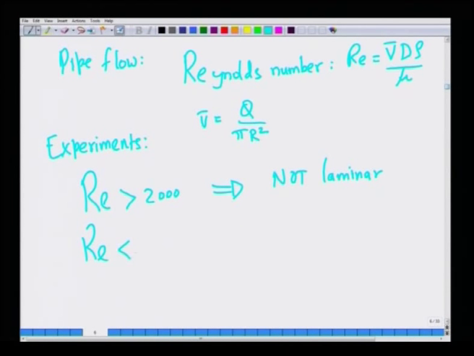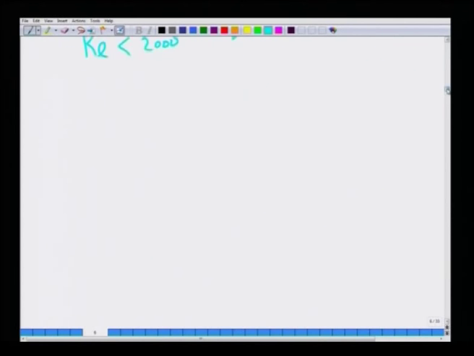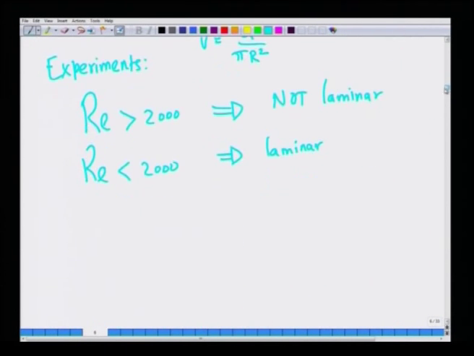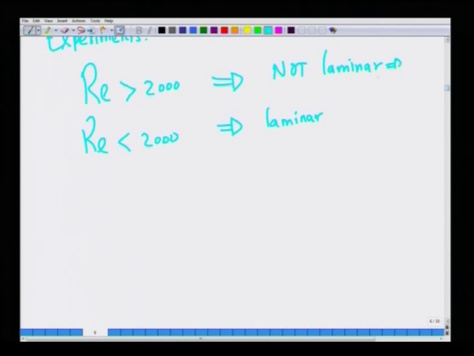While if the Reynolds number is less than 2000, the flow is certainly laminar and the above expression is valid. That is, this expression is valid for Reynolds number less than 2000, while it is not valid for Reynolds number greater than 2000. That is a serious limitation that we have to keep in mind, and for Reynolds number greater than 2000, the flow becomes turbulent. Turbulence follows when the Reynolds number is greater than 2000 or around that value. So, we cannot use the laminar flow predictions under such conditions.